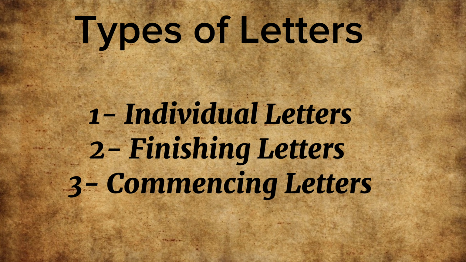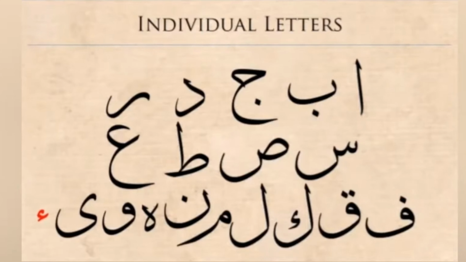Let's further our discussion about joining the letters to make a word or a module. There are 3 types of letters: individual letters, finishing letters, and commencing letters. Individual letters: in Arabic, Hamza is the only individual letter that doesn't connect with any other letter and is written separately. Doesn't connect at left or right.